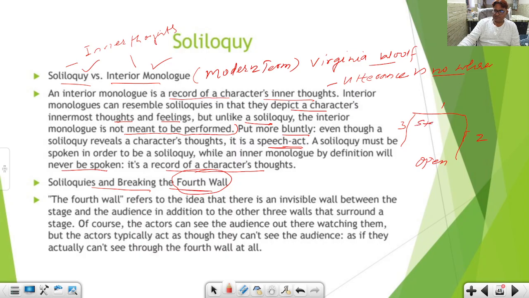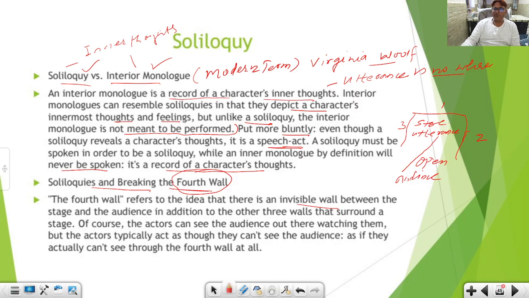Whatever utterance takes place here, whatever expression takes place on the stage, directly goes out to the audience. So that is called breaking the fourth wall. It's a very good term. The fourth wall refers to the idea that there is an invisible wall between the stage and the audience in addition to the other three walls that surround the stage.